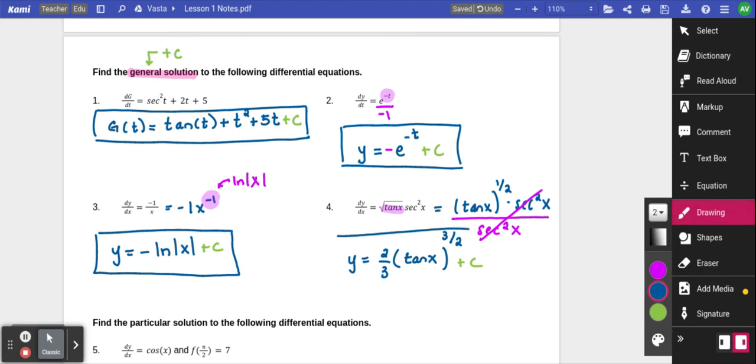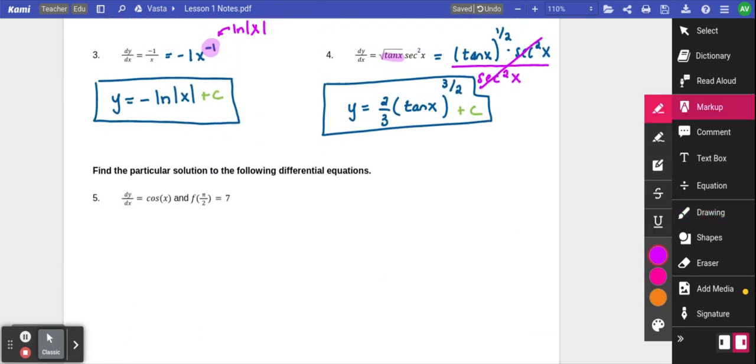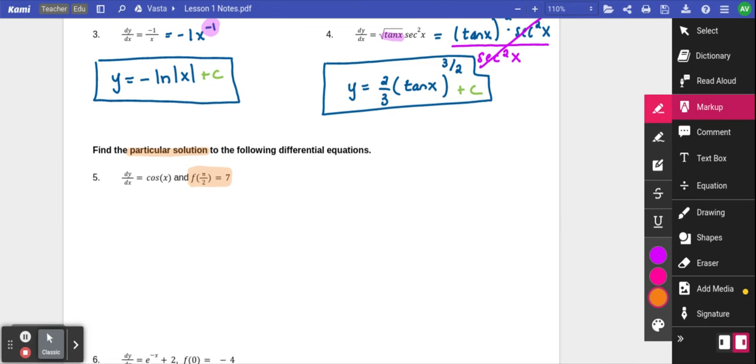So far, we've now practiced finding the general solution to a differential equation. Let's do an example where we can actually find the particular solution. So in these directions, it says find the particular solution. And you'll notice that in the problem, we're actually given an initial value here as well. That means that your final answer should not have a plus c in it. You should actually find the value of c that satisfies this differential equation.